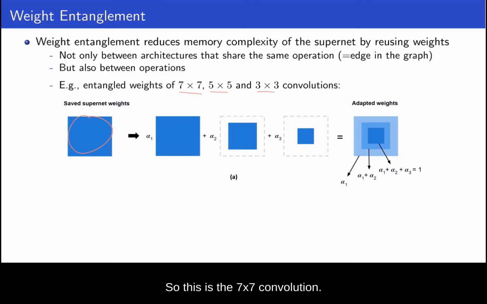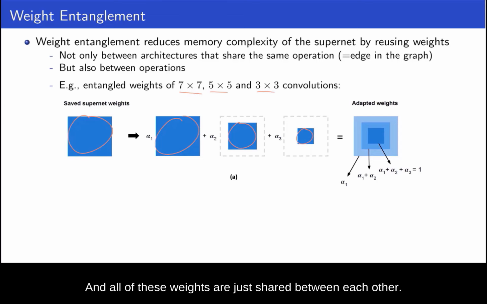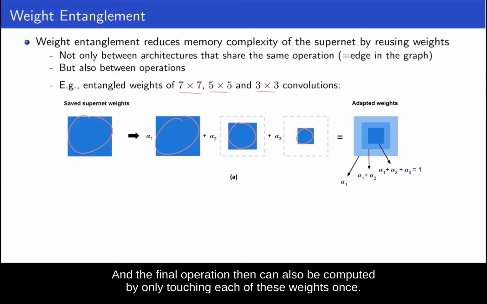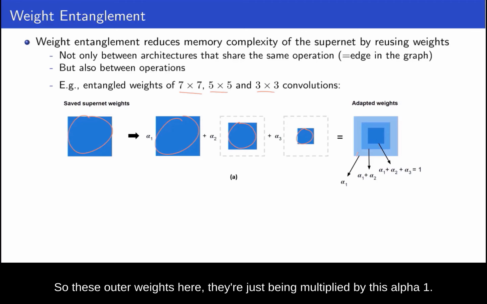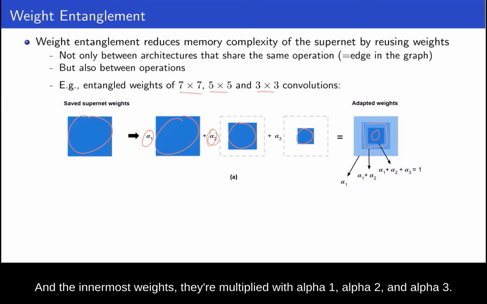So this is the 7x7 convolution, and there's a 5x5 convolution, that's the inner 5x5 weights, and there's a 3x3 convolution. And all of these weights are just shared between each other. And the final operation can be computed by only touching each of these weights once. So these outer weights are multiplied by alpha 1. The weights in here are multiplied by alpha 2 and alpha 1. And the innermost weights are multiplied with alpha 1, alpha 2, and alpha 3.